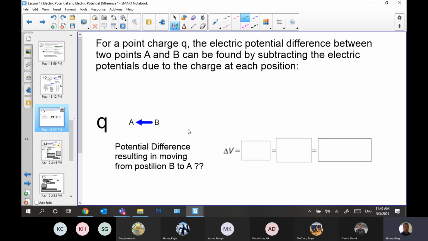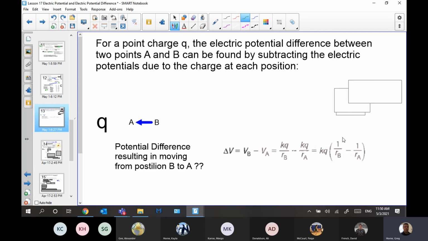So what do I have here? For point charge Q, the electric potential difference between two spots can be found by subtracting. That's just what we've already done, right? So, that is a little bit different actually. So we're saying delta V would be the potential at B minus the potential at A, like final minus initial kind of thing, right? The way my arrow is written there, final minus initial means I should have had the arrow like that, I guess.